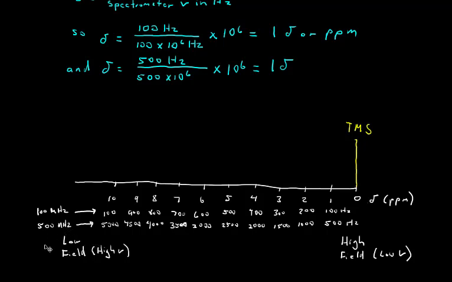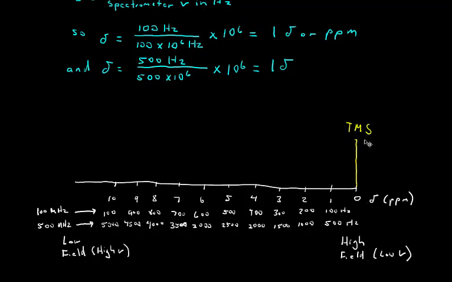And again, this is also important. This is very, very commonly used. The farther away from TMS you get, the lower field. That corresponds to lower field strength on the old continuous wave spectrometers. The older spectrometers varied the magnetic field strength that would sweep from low field strength down here to high field strength over here. That's why this is known as low field. This end of the spectrum is known as low field, and this end is known as high field.